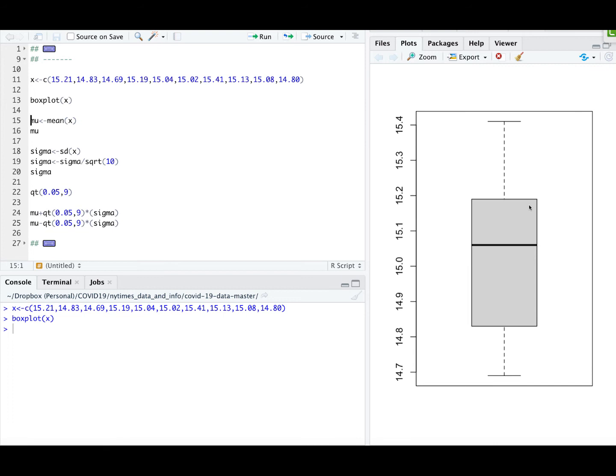To calculate the confidence interval, we need the mean. So here's the command for computing the mean of our data. And let's just look at the number, 15.04. Seems reasonable. We'll calculate the standard deviation of our data. And that's the command on line 18. And we can look at it. Standard deviation is 0.21. But we really want the standard deviation of our sample mean. That's line 19. And so our sample standard deviation has a value 0.068, 0.069.